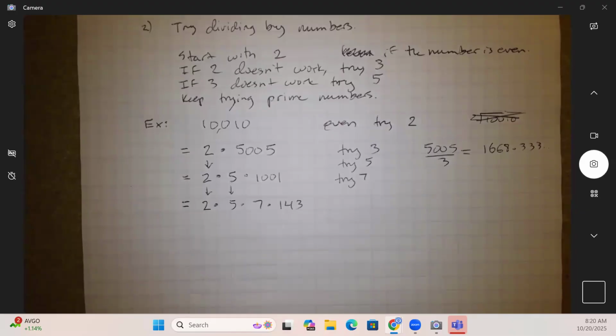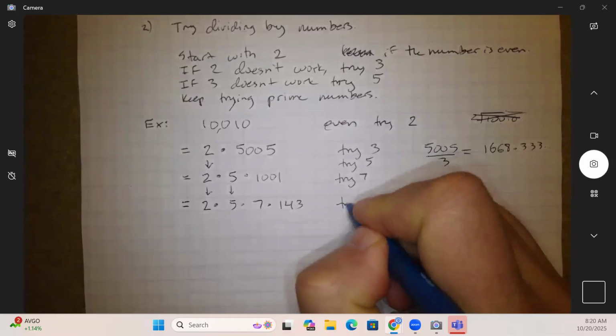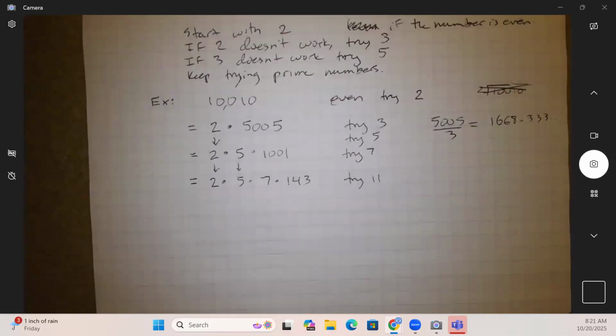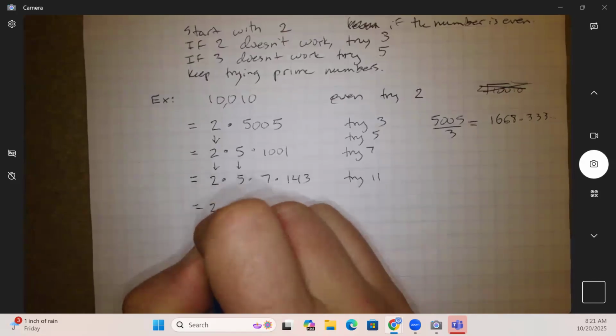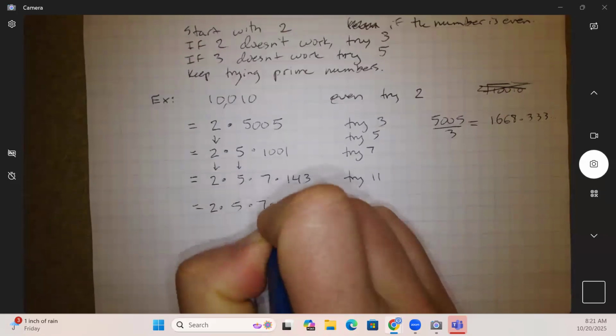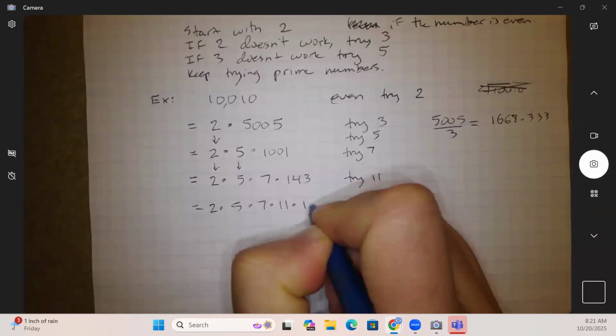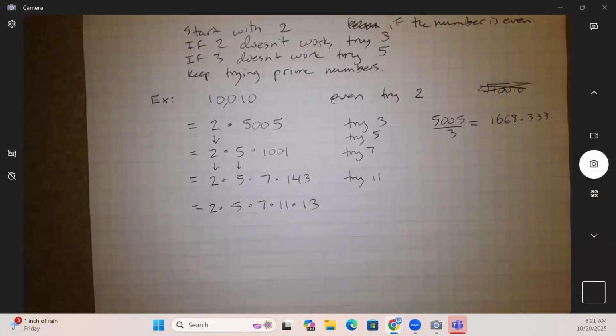Now we're kind of in a rhythm. No point in trying 8 or 9 because neither of those numbers is prime. Or 10 for a couple of reasons. One, it doesn't end in a 0, so it's definitely not divisible by 10 anymore. So let's try 11. And the way I built it, I think this is going to work. It's going to end up 11 times 13.